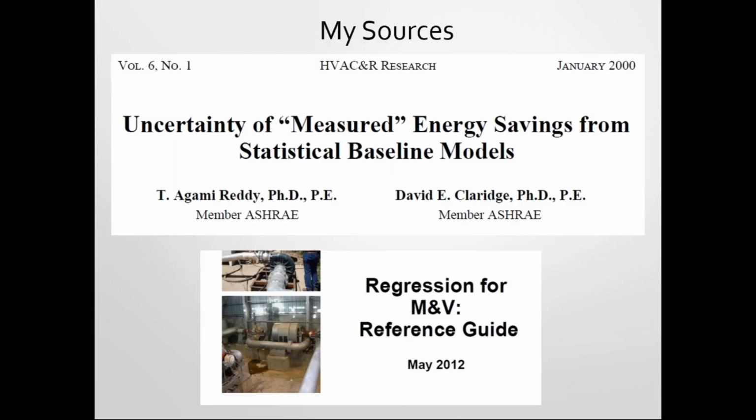Okay, so my source, here's the paper. If you want to, look it up. I'm not going to read it. And the second one was written by Bill Curran for BPA, Regression for M&V, Reference Guide. Bill Curran wrote a lot of good stuff. His stuff is, let's say, a lot more accessible than a lot of work by other PhDs. I think Bill's a PhD, I'm not sure, but the other PhDs, sometimes they write for PhDs, and it's hard to understand. But Bill's is pretty darn good stuff.